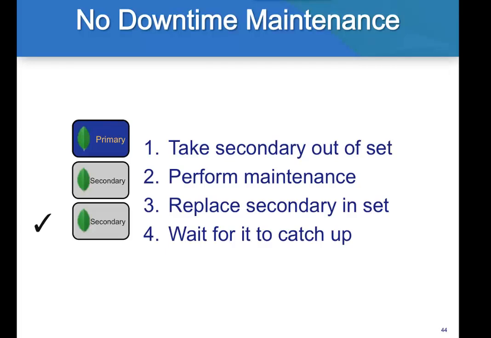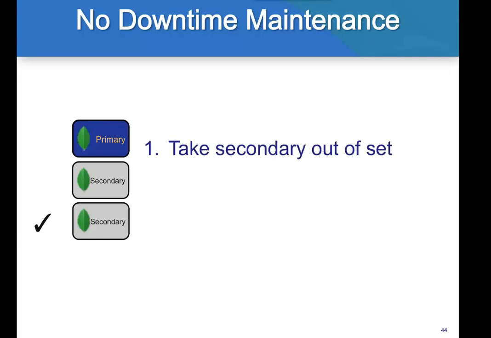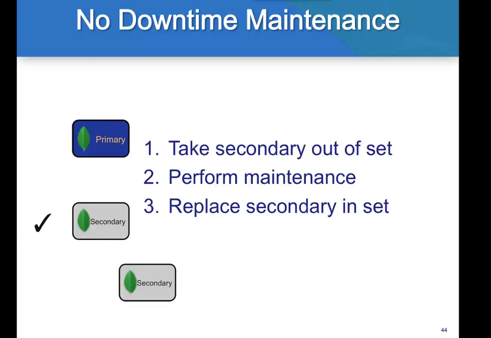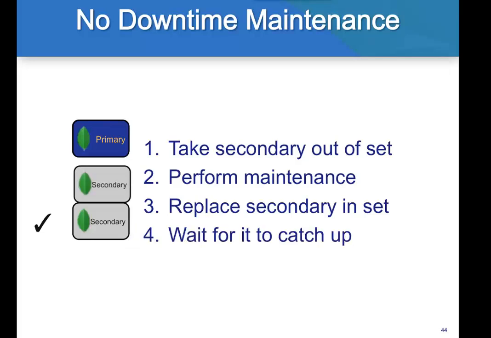If it's running, you stop it, and restart it with the replica set flag on the port that the rest of the replica set expects, and you wait for it to catch up. So now you've done the maintenance on 1 out of the 3 nodes. You then go ahead and do the same thing for the next secondary. Take it out of the set, perform the maintenance, and replace the secondary in the set. Wait for it to catch up.